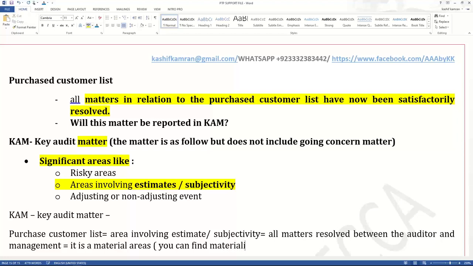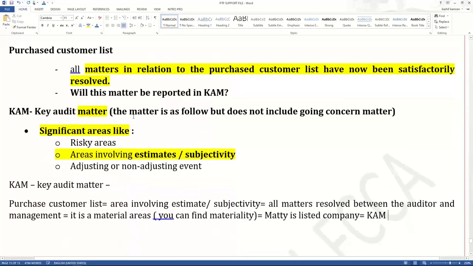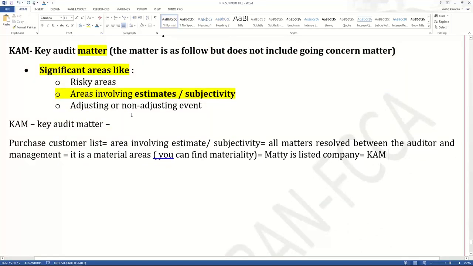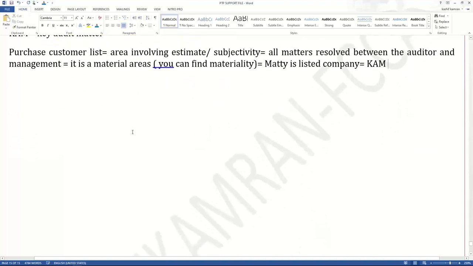You can find materiality back at home. It's a material area, it is a listed company. MEDI is a listed company, which is equal to CAM. So you need to be critical of knowing which matter gets to be a CAM.